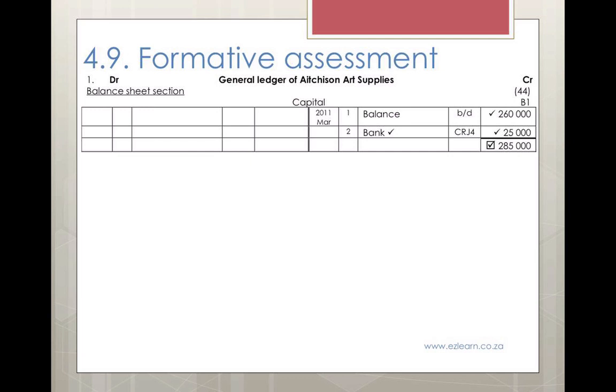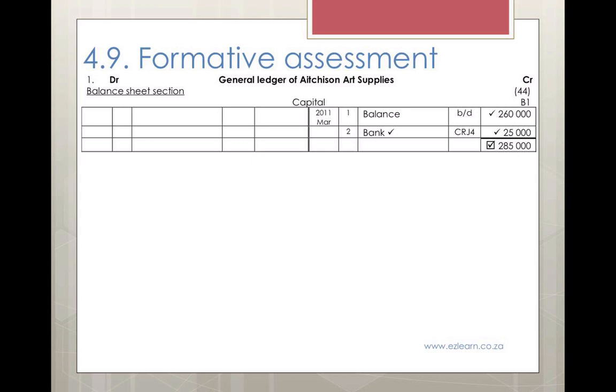When you're doing the exercise, please make sure that you did do it by first posting all the totals from the trial balance and only then posting the information from the journals before balancing and totaling each account. However, to make it easier for you to mark, I am marking account by account. But please realize this is definitely not the most effective way of actually completing the exercise.